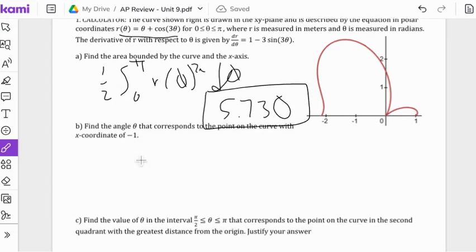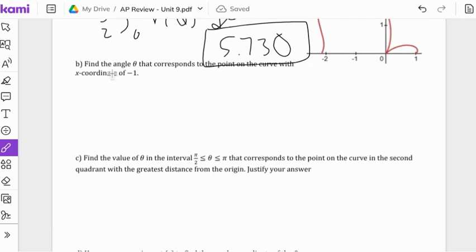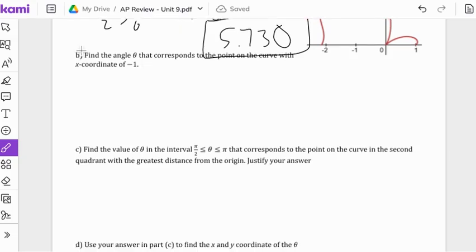So let's go to the next question. This question is asking us to find the angle theta that corresponds to a point on the curve with the x-coordinate of -1. This is asking us for the x-coordinate, which is a bit trickier, but all you have to remember is that the x-coordinate for a polar graph is just x equals r cosine theta. That's how you find the x position of any point on the polar graph. So all we have to do is set this equal to -1.